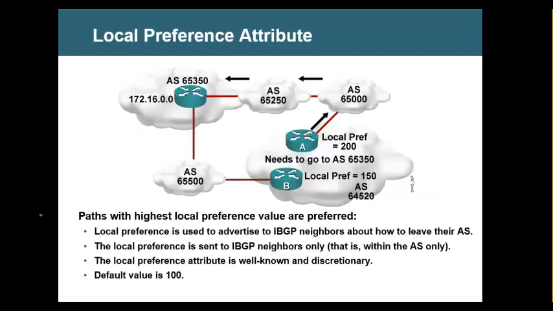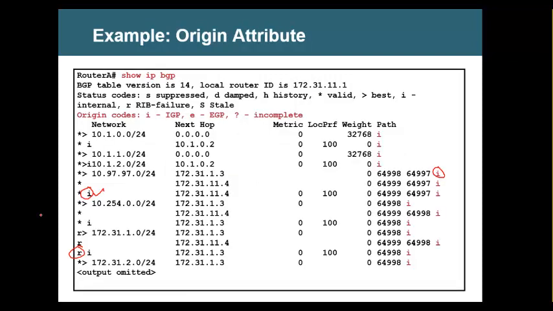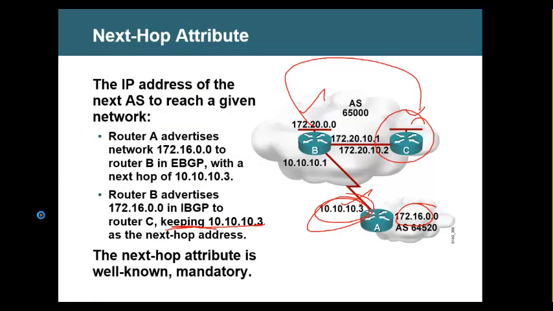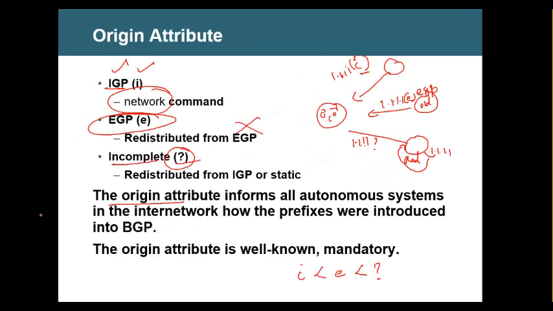All right, next is the local preference. I think we have to begin from here in our next class. Any question on what we have covered so far? We have covered three attributes: origin, next hop, and AS path. All three are well known and mandatory. Question, please.